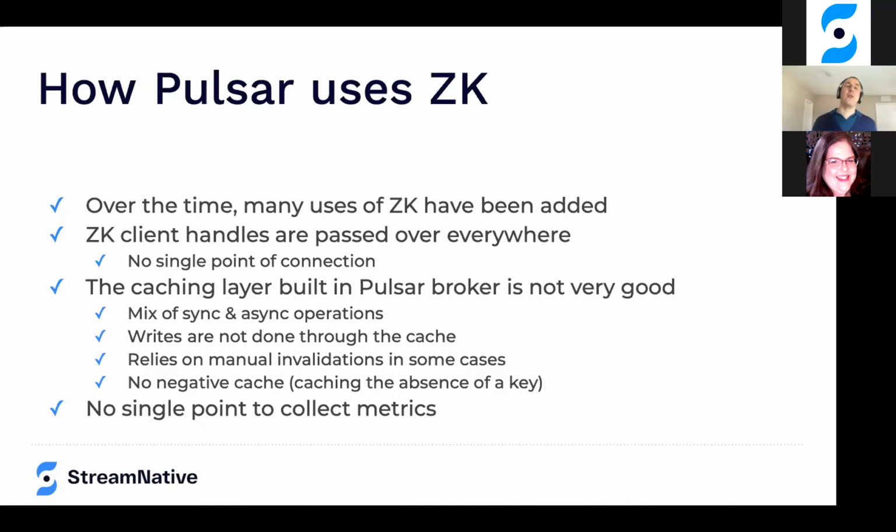Also, there is no negative cache. So this can also be a performance problem, because if you have, for example, someone trying to access metadata that does not exist, this will never be cached. So it will always be hitting Zookeeper directly with the read. It's not a big deal, but we want to be able to cache that information so that brokers can respond immediately without asking Zookeeper. And this one I already mentioned, that there's no single point to collect metrics or to put any interception in the metadata path.